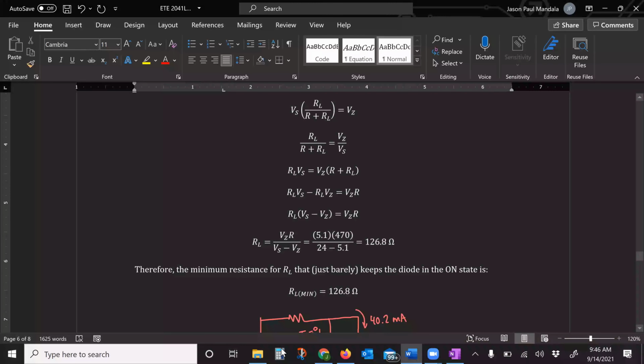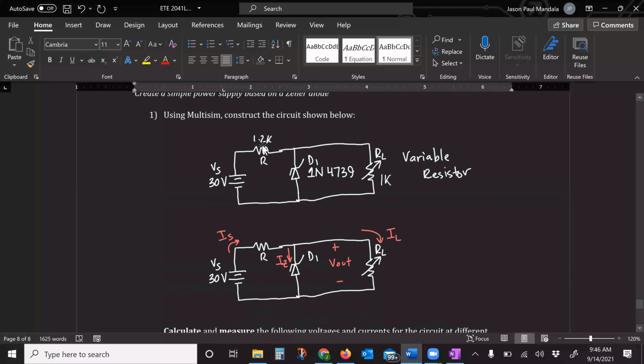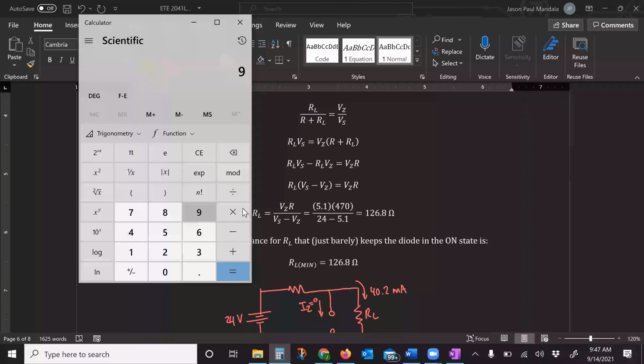So in our case, we have a 1.2K resistor, a 30 volt supply, and a 9.1 volt Zener. Okay, so using that equation, it is a 9.1 volt Zener multiplied by a 1.2K resistor, which is 1200, divided by a 30 volt supply minus a 9.1 volt Zener.